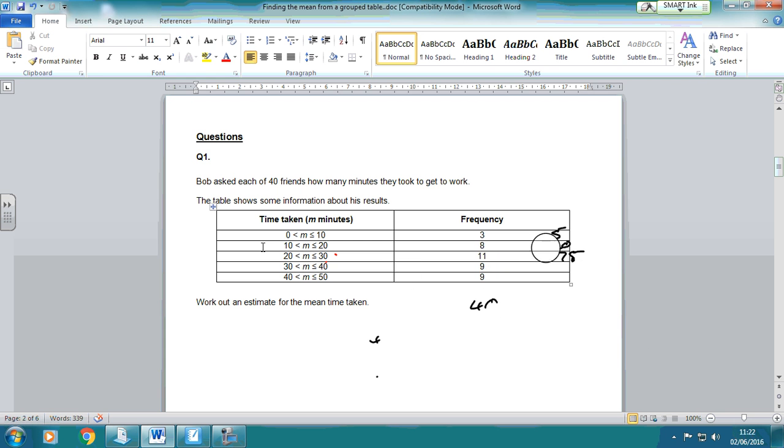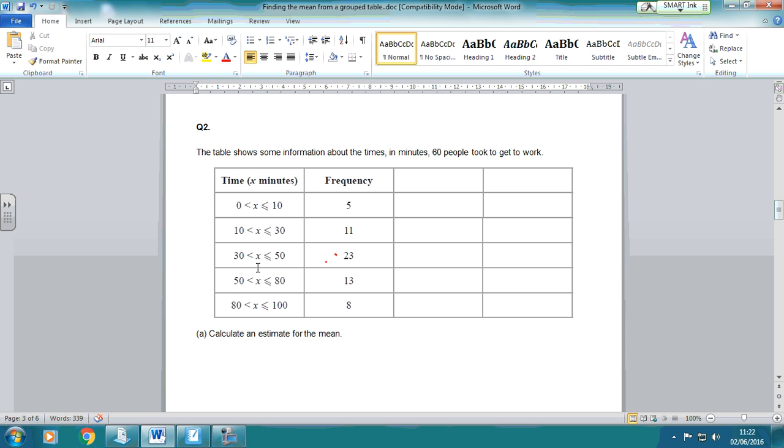So let's do that again, except this time hopefully you should be able to do it a little bit quicker. Okay, so we're going to calculate an estimate for the mean. The first thing we need to do is find the midpoint. So halfway of 0 and 10 is 5. Halfway between 10 and 30, that's a gap of 20, so add 10 on to that, it's going to be 20. Alternatively, 10 plus 30 is 40, divided by 2 is 20. Halfway between 30 and 50 is 40. Halfway between 50 and 80 is 50 plus 80 is 130 divided by 2 is 65. Halfway between 80 and 100 is 90.